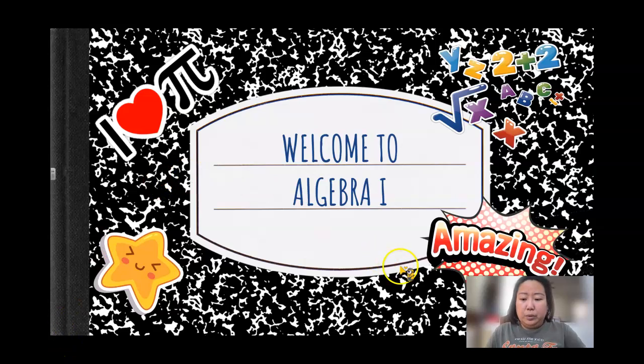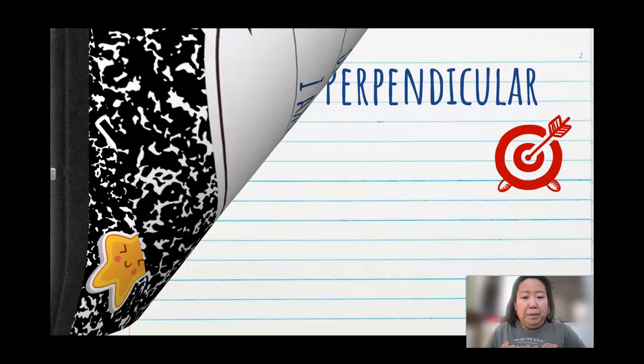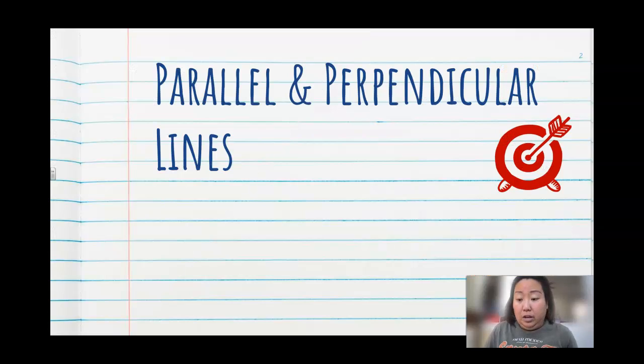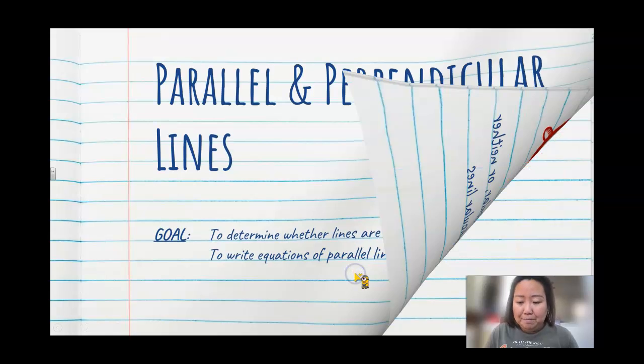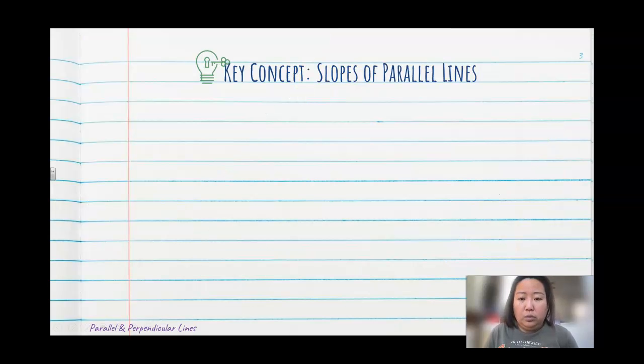Hi everybody. So now we will be working on our next lesson, and that is going to be about parallel and perpendicular lines. And so our goal for today will be to determine whether lines are parallel, perpendicular, or neither, and also to write equations of parallel lines and perpendicular lines. Okay? And so let's start with parallel lines first, okay?